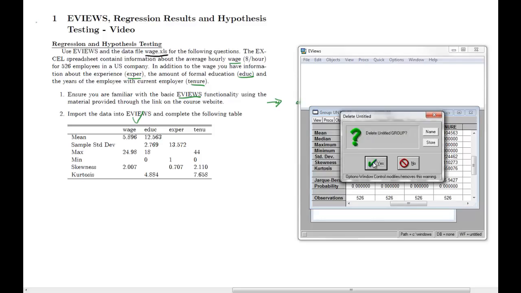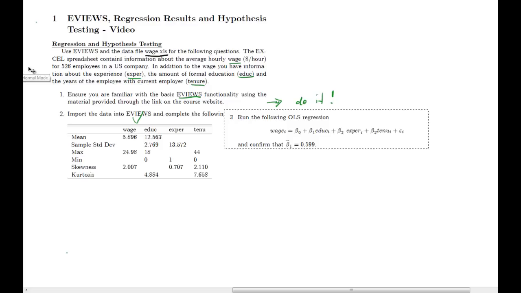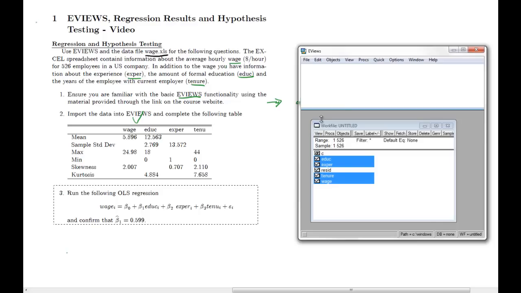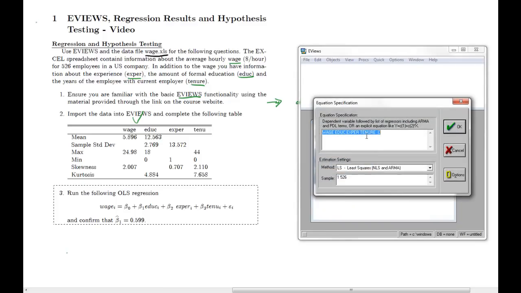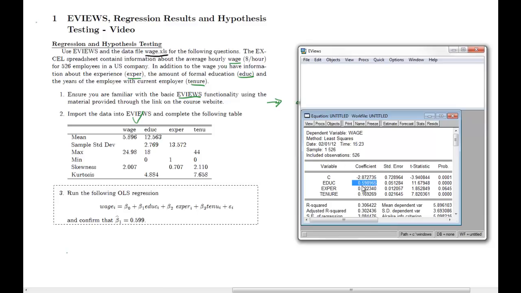So let's close that group and put eViews in the background. The next question, question three: let's run the following OLS regression. So we have wage as dependent, and education, experience, and tenure as explanatory variables. Open as equation. It always by default puts the constant as the last variable for some strange reason. I really dislike that, so I put the constant as the first explanatory variable. Click OK and confirm that beta 1, the education coefficient, is 0.599, and indeed it is 0.598965, so rounded to 0.599.